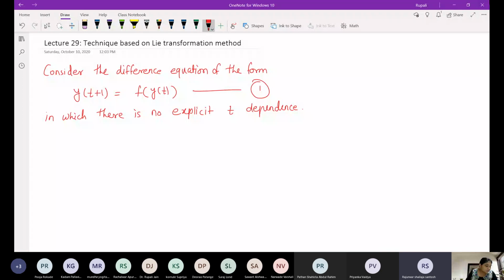Please everybody mute. I will tell you when to unmute. After this one example of this technique, I will tell you to unmute and show your homework and all that things. Okay.